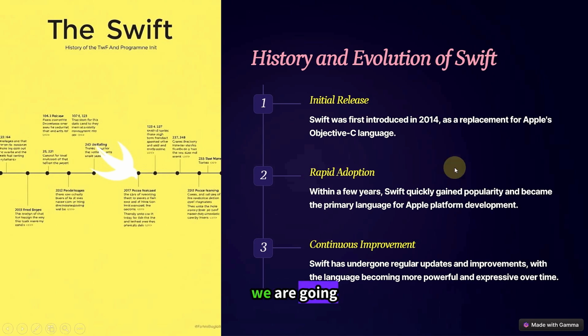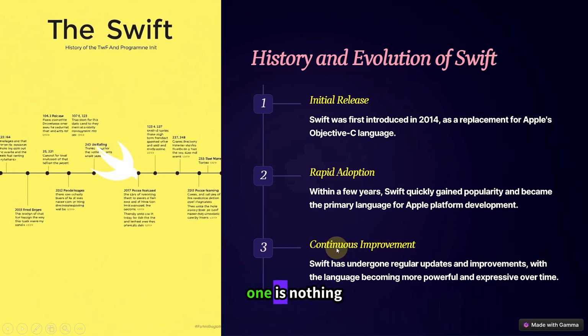After that we are going to discuss the history and evolution of Swift. Swift was first introduced in the year 2014, as a replacement for Apple's Objective-C language. It is an advanced version of the C language. The second one is rapid adoption. Swift is very popular for creating Mac and iOS applications.